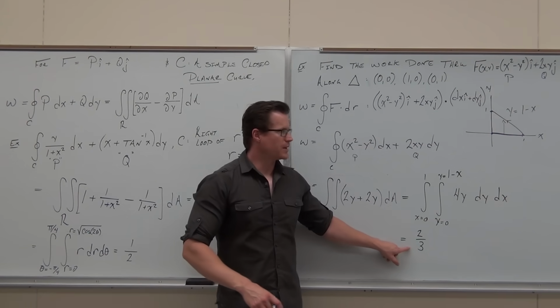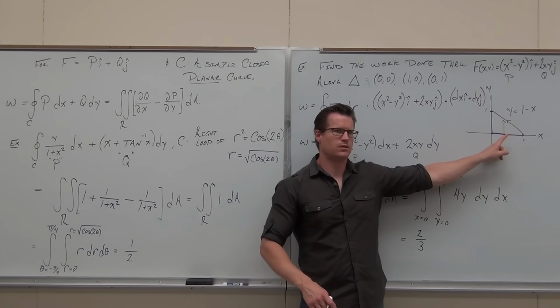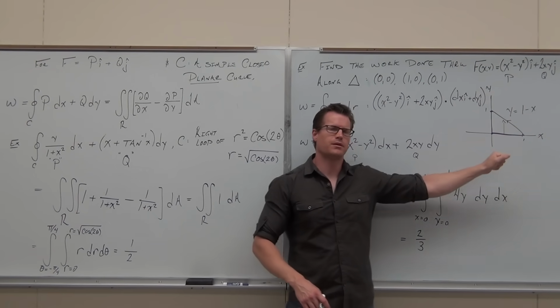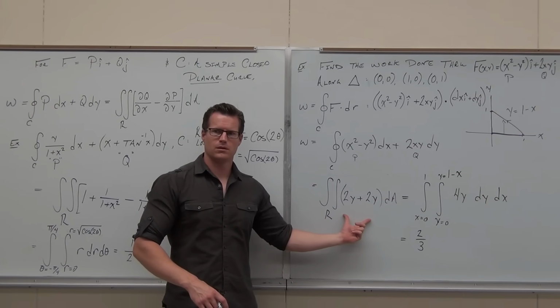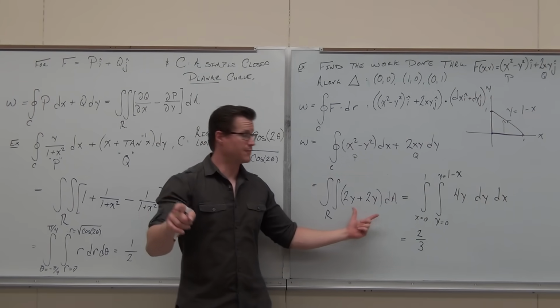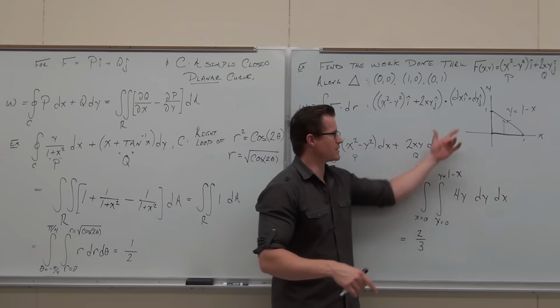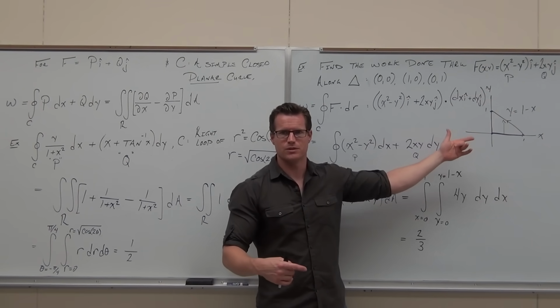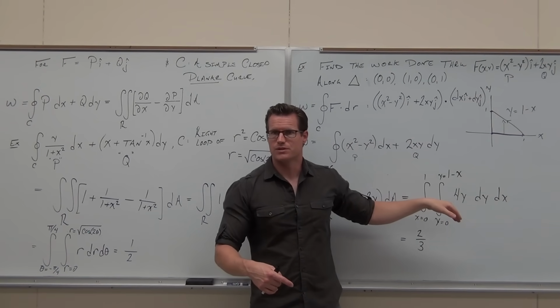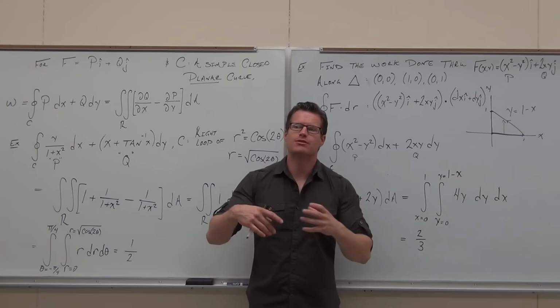Quick question before we end this. Is this the area of that triangle? No. Why not? If the integrand isn't 1. If this had been 1, that would give us the area. Obviously, that triangle would have an area of 1/2, because base times height divided by 2 is not going to give you 2/3. It's going to give you 1/2. So it's not giving us the area here.